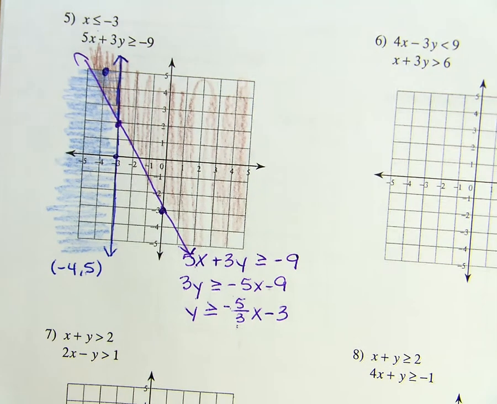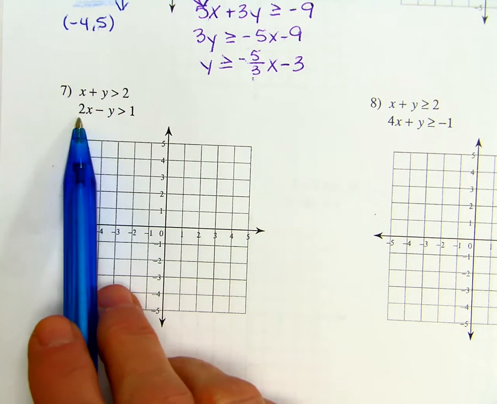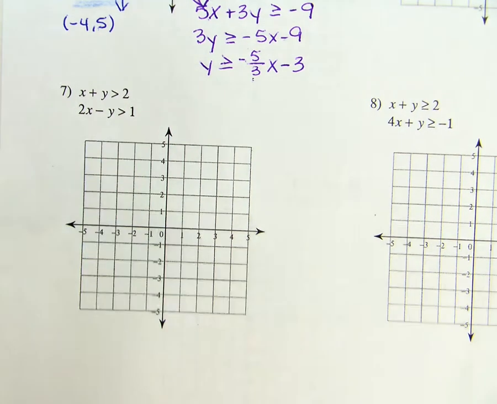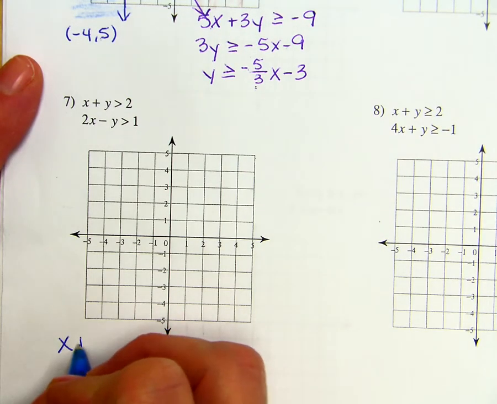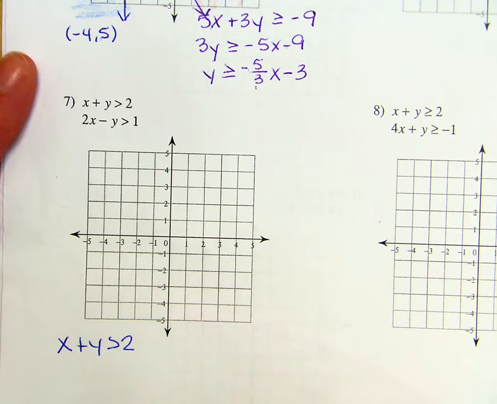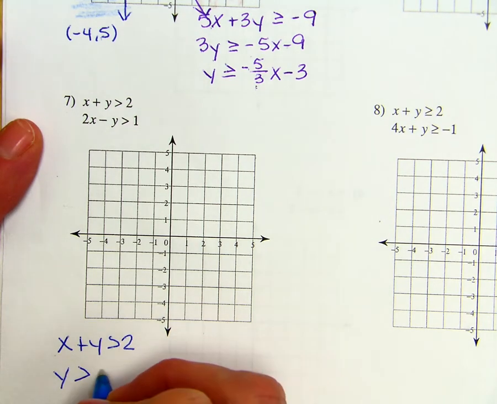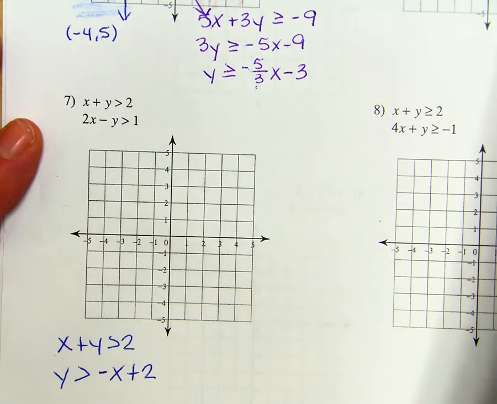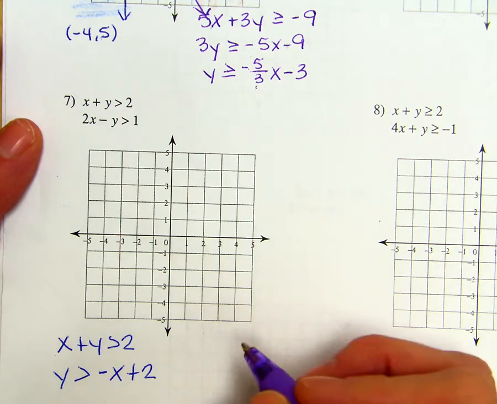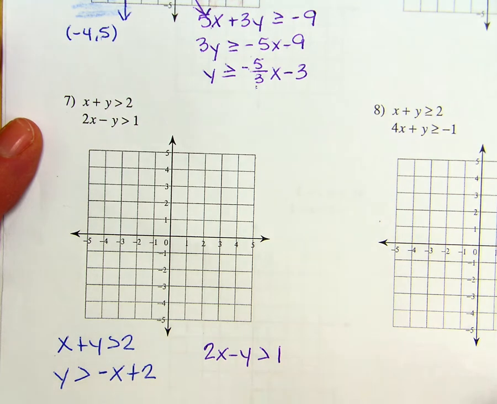So let's look at problem number 7. We have x plus y is greater than 2 and 2x minus y is greater than 1. So we'll take x plus y is greater than 2. Let's solve that for y. So we're going to subtract x from both sides. So we are going to get y is greater than -x plus 2. For the other inequality, 2x minus y is greater than 1, subtract 2x from both sides.